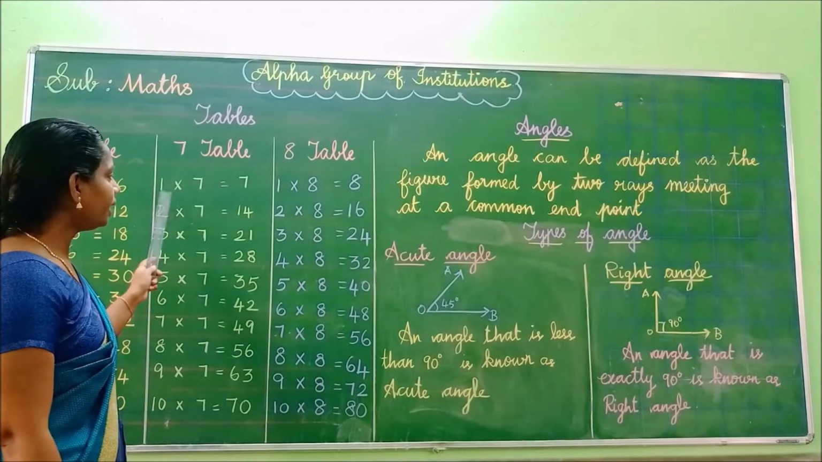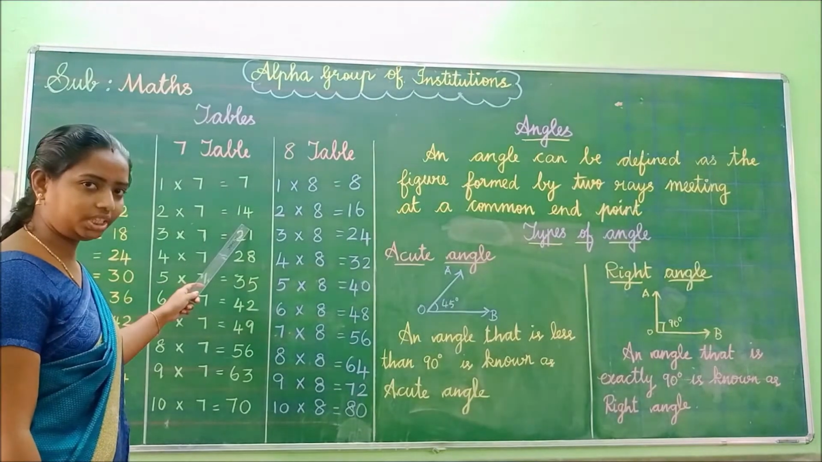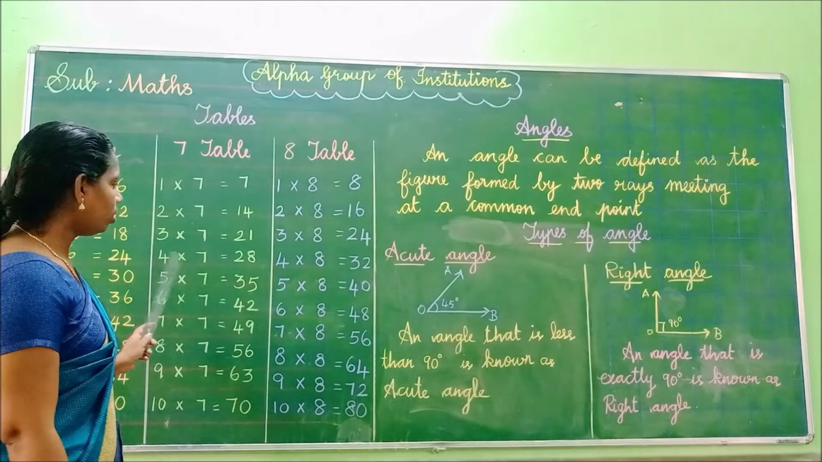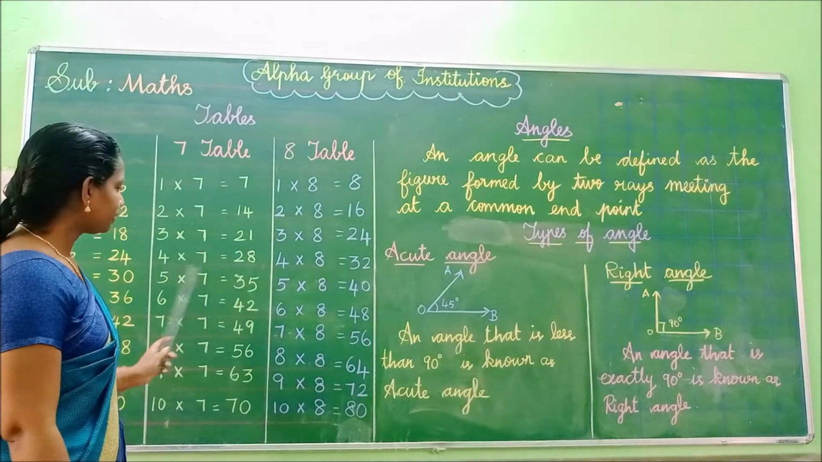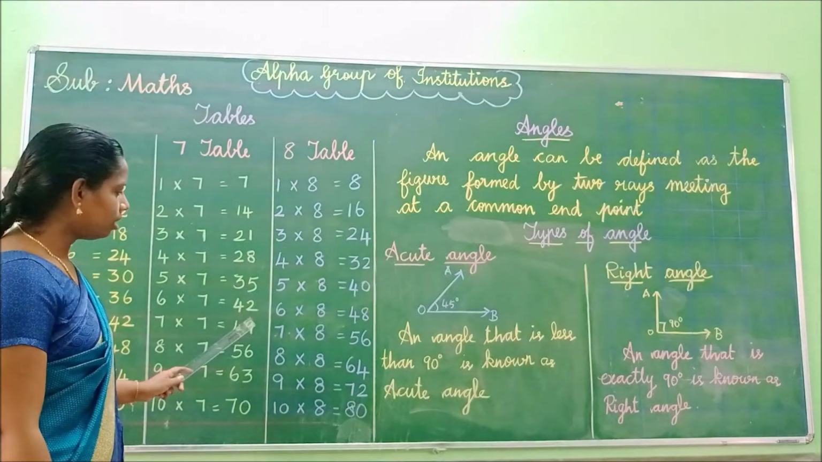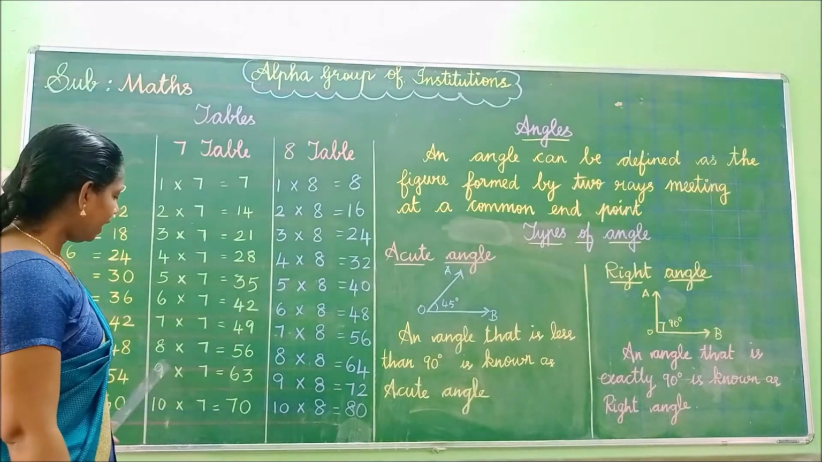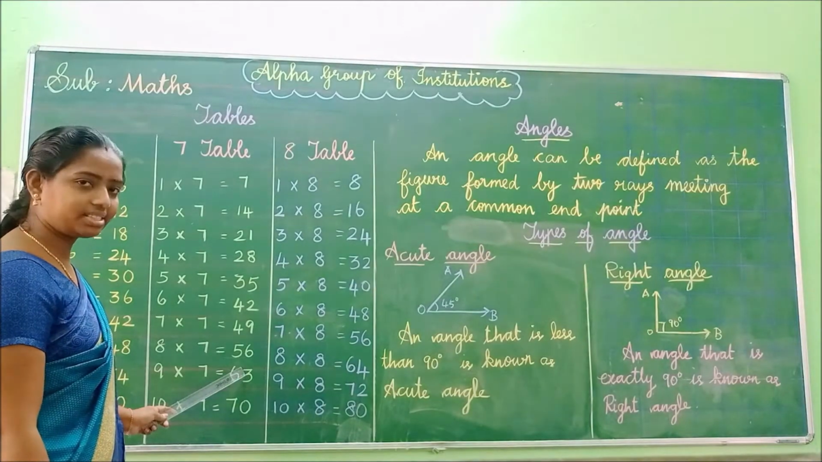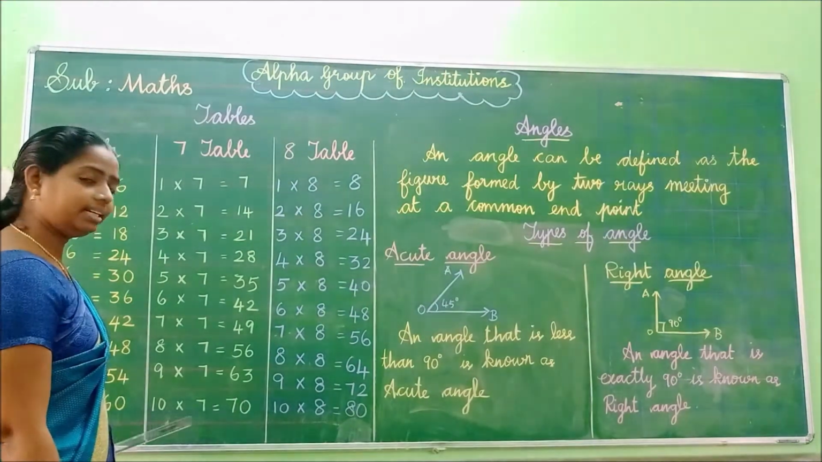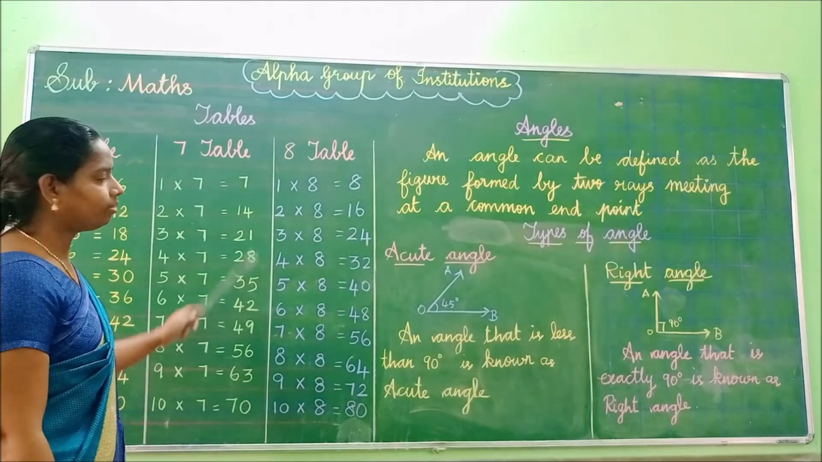See here, 1 7 is 7. 2 7s are 14. 3 7s are 21. 4 7s are 28. 5 7s are 35. 6 7s are 42. 7 7s are 49. 8 7s are 56. 9 7s are 63. 10 7s are 70. Okay, are you all clear about the 7 table, children? Shall we move to the 8 table?